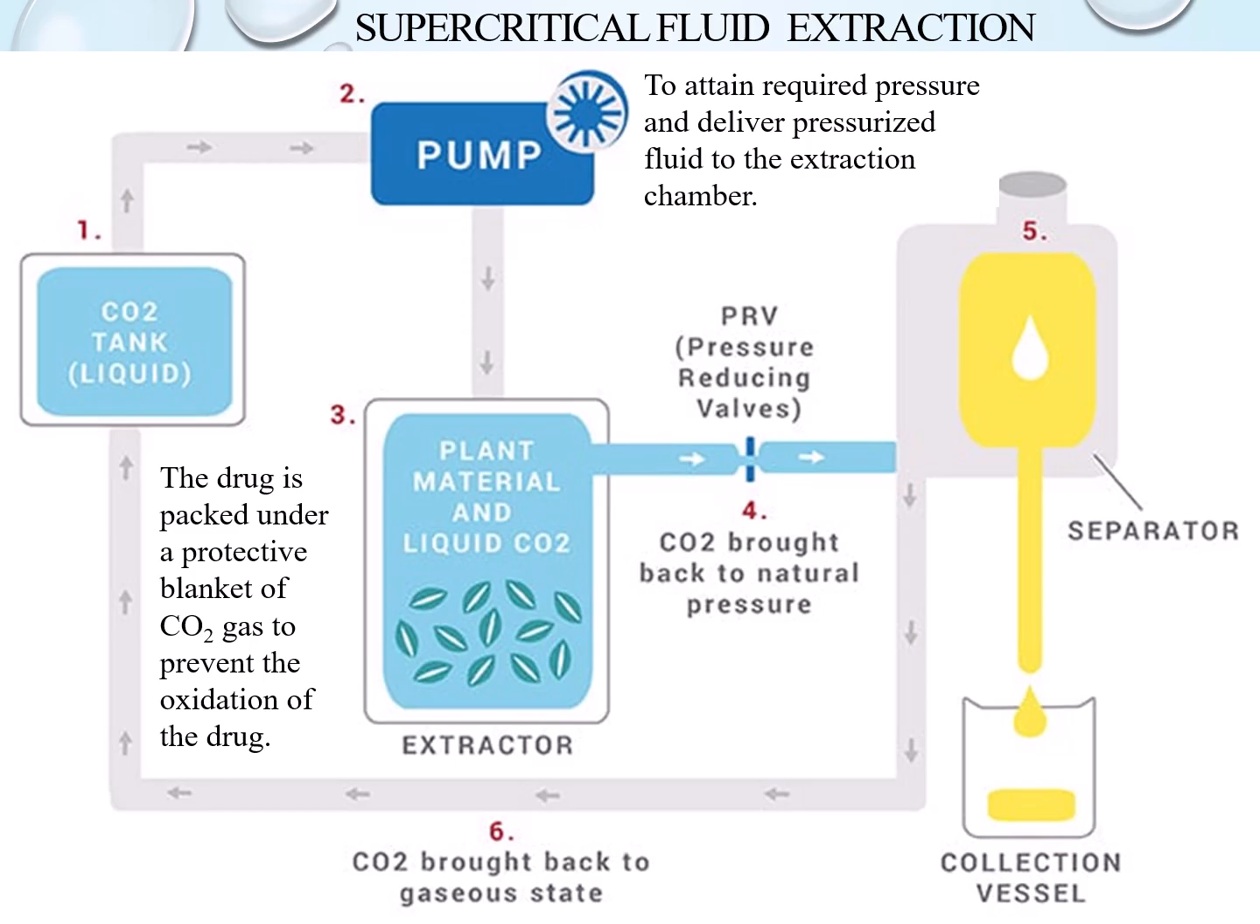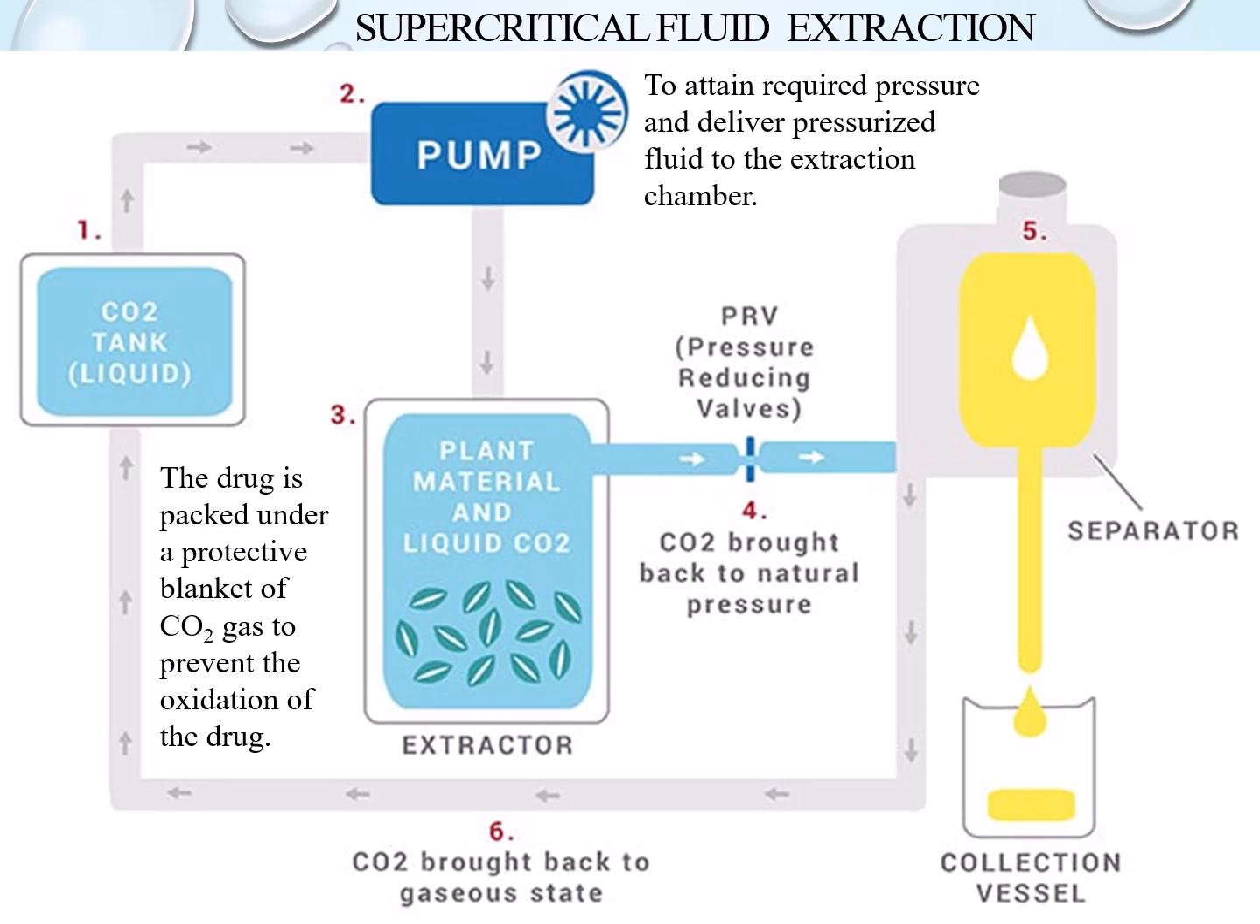Now let us see what is supercritical fluid carbon dioxide extraction for the volatile oils. So in the picture you can see a carbon dioxide tank where we have the fluid carbon dioxide. Then it is pumped into the plant material which is kept in the extractor. So here the pressure is maintained and the temperature is also very low, and the plant material is protected under the blanket of carbon dioxide. This is mainly to prevent the oxidation of the drug.